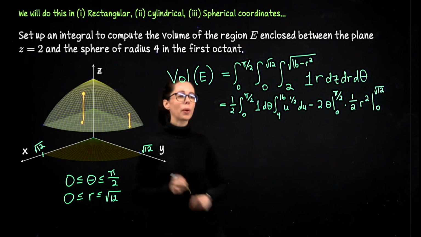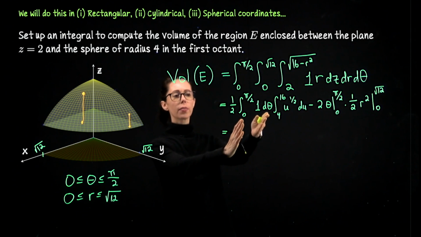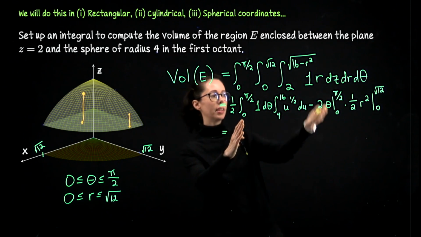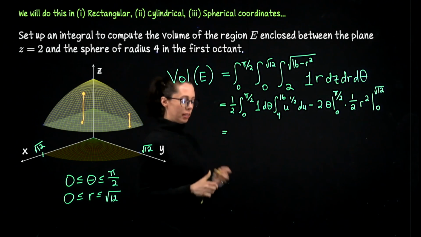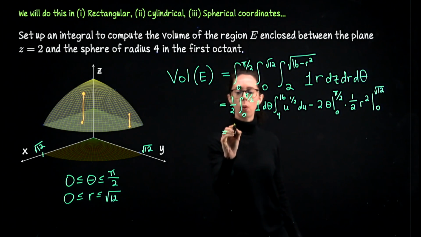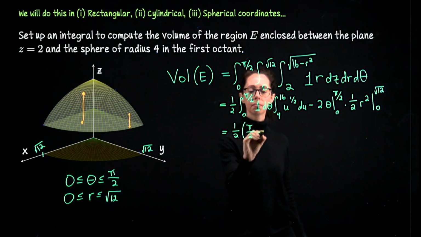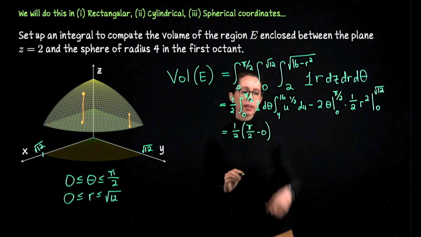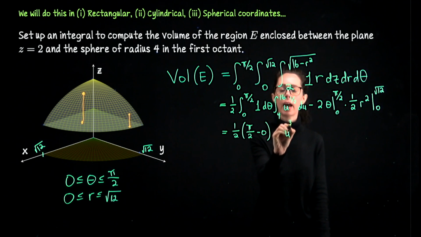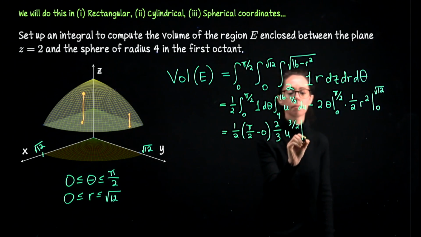This line is exactly where we left off. Integrating this, it's going to be pi over 2 minus 0. That's what we have here, actually. It's the same single integral that we had split off earlier. So let me go ahead and write 1/2 times pi over 2 minus 0. And then here, this will be u to the 3/2 times 2/3. And u will go from 4 to 16.